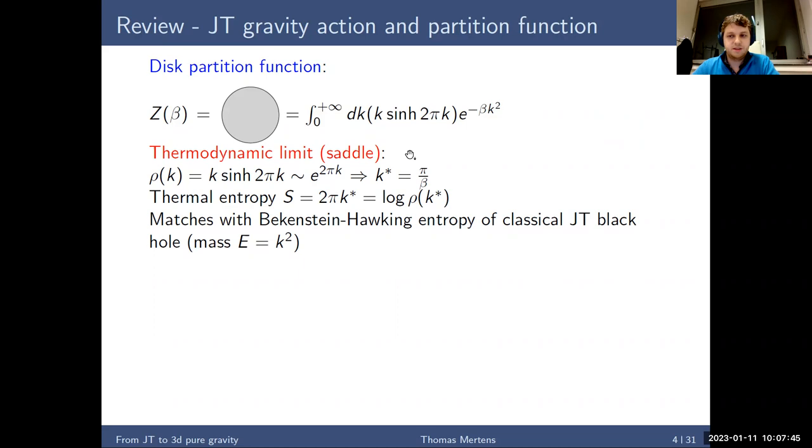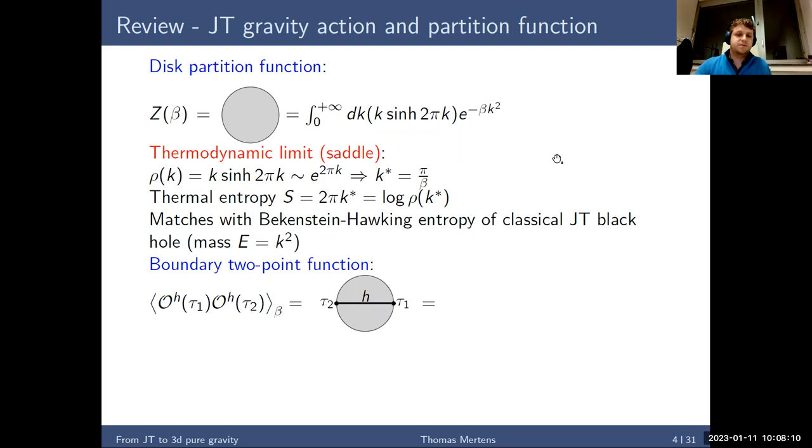And this then leads to a thermal entropy in this thermodynamic limit of 2π times this value of k, which is log of this density of states at large values of k. Now, this thermal entropy matches with the Bekenstein-Hawking entropy of the classical black hole in JT gravity. So this is one of the, let's say, early successes of this model.